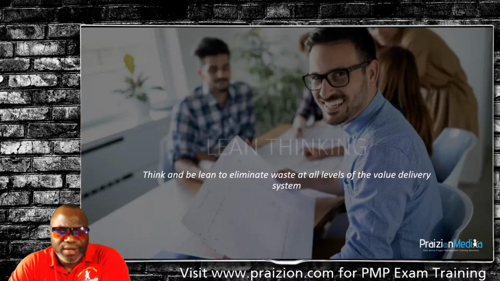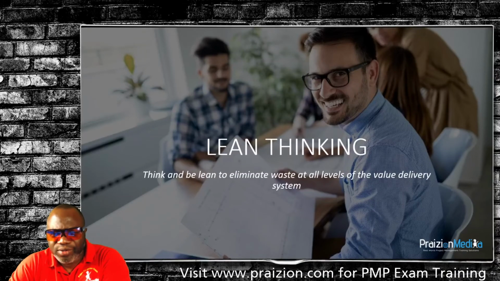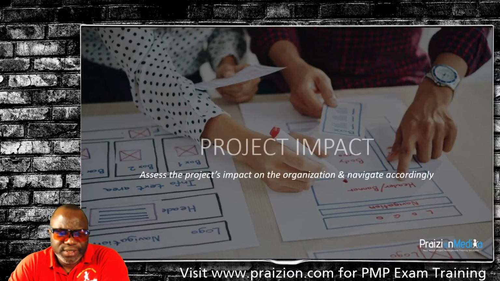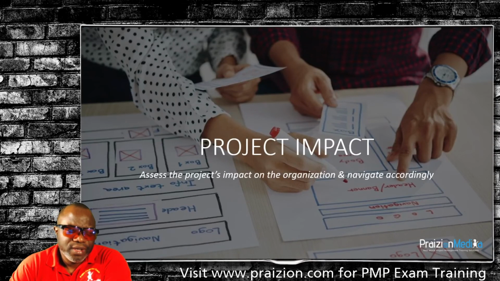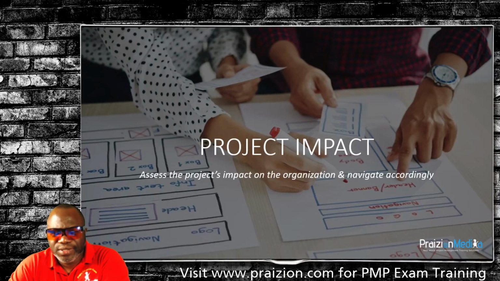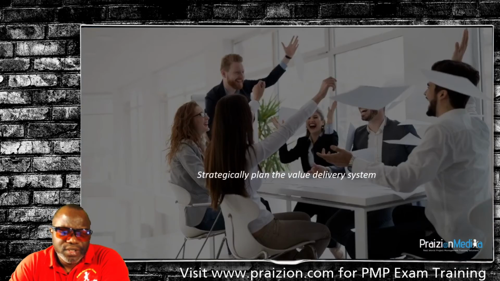That's the mindset. Lean thinking is big, cutting out the waste, eliminating waste at all levels, doing the difficult work of keeping the project as simple as possible. Remember, simplicity, the art of maximizing the amount of work not done, is essential. That needs to be your watchword, just like the Agile Manifesto tells you. Project impact: assess the project's impact on the organization and navigate accordingly.